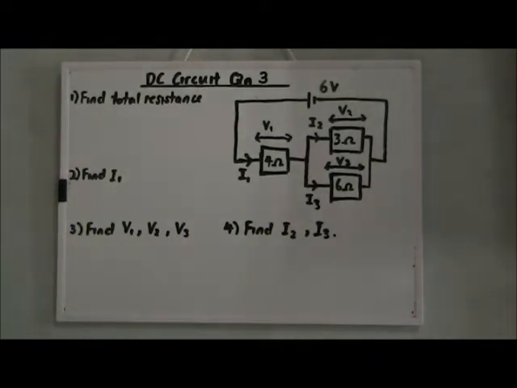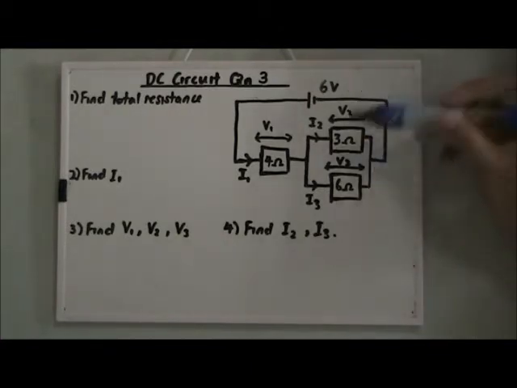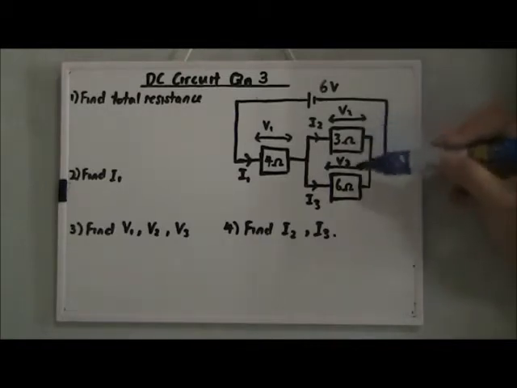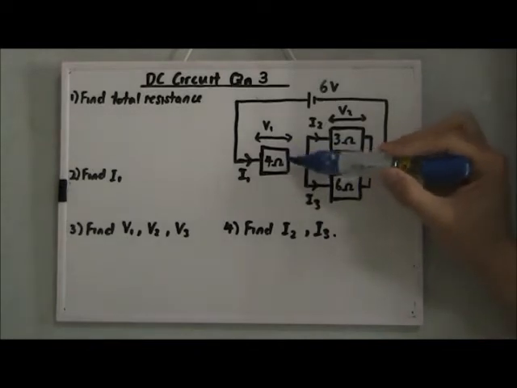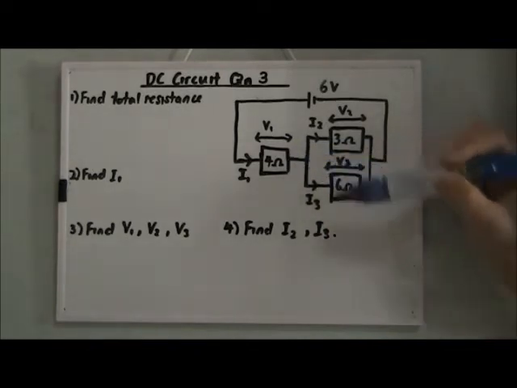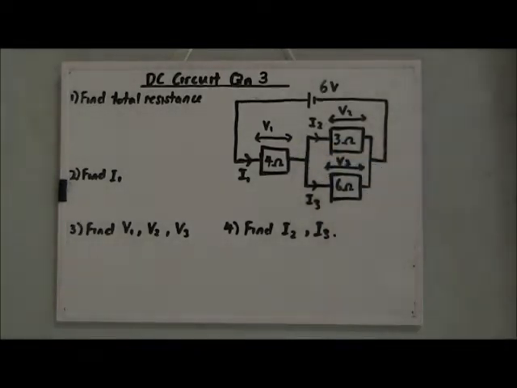I'm going to go through DC circuit question 3. We take a look at this circuit. It's a bit more complicated than question 1 and 2 because it consists of a 3 ohm and a 6 ohm in parallel, and this parallel branch is in series with a 4 ohm resistor. So now let's look at the question.